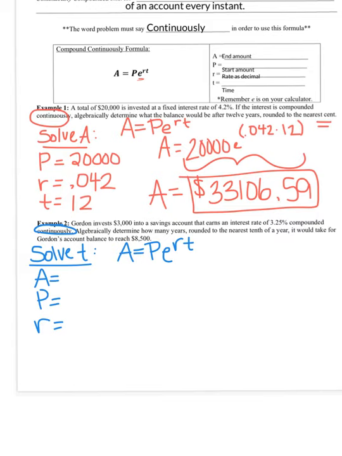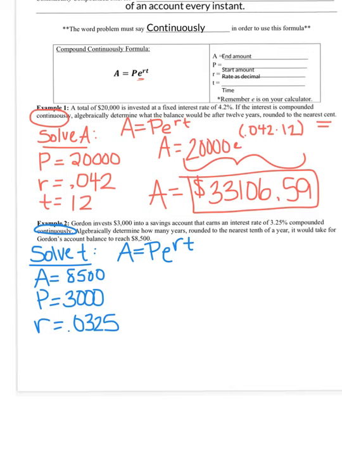So let's start from the beginning again. Gordon invests $3,000. So he starts off, the starting amount is $3,000. Earns an interest rate of 3.25%. You move that decimal over 2 times. That goes in for r. That would be 0.0325. Compounded continuously. Determine how many years, round to the nearest tenth of a year, it would take for the account balance to reach, so we want the ending amount to be $8,500.